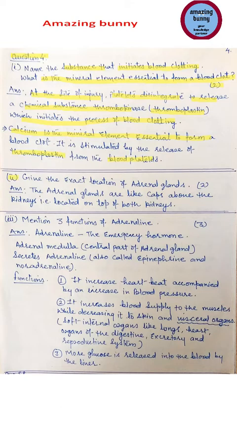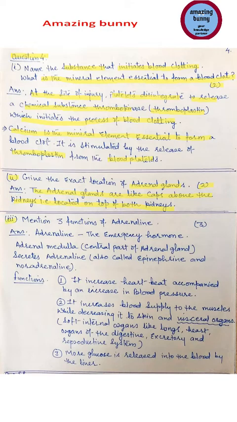Part 2 of question number 4. Give the exact location of the adrenal gland. The adrenal glands are like caps above the kidneys, located on top of both kidneys. Adrenal glands are also known as suprarenal glands. They are very small triangular shaped glands located on top of both kidneys.